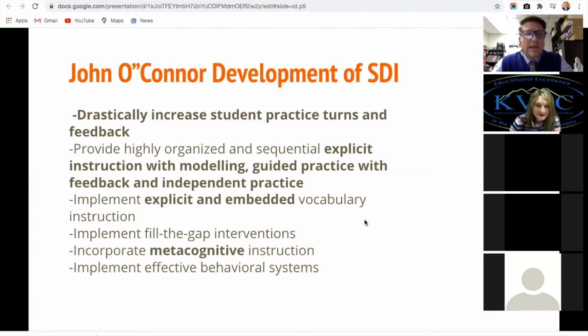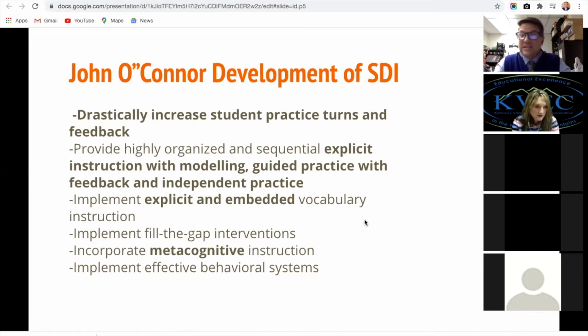But anyway, we asked you to come up with some of yours, and then he provided us with his. And some of it I really like, and I've got it bolded on the screen. Drastically increase student practice turns and feedback. Now, when we talked about that previous slide where we had all those nice specially designed instruction pieces and systems, one of the things we saw throughout all of those was that practice turns and feedback are a big part of every one of those.